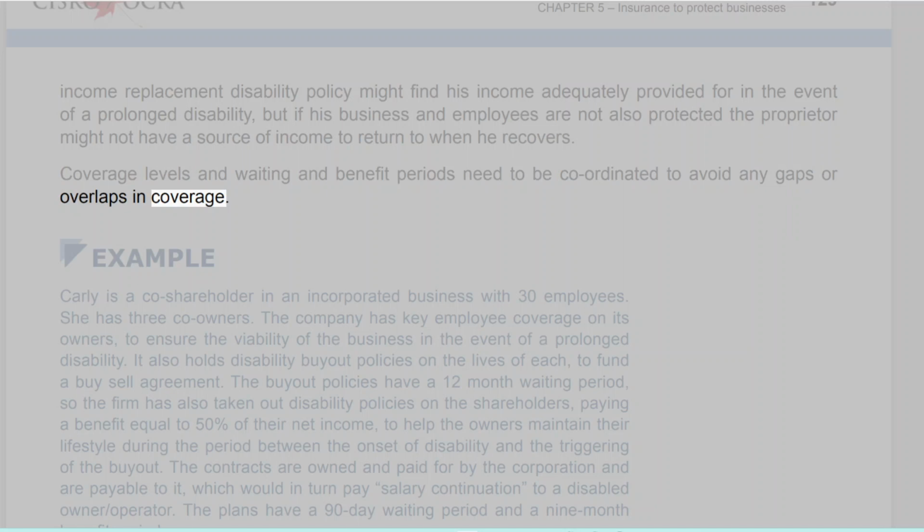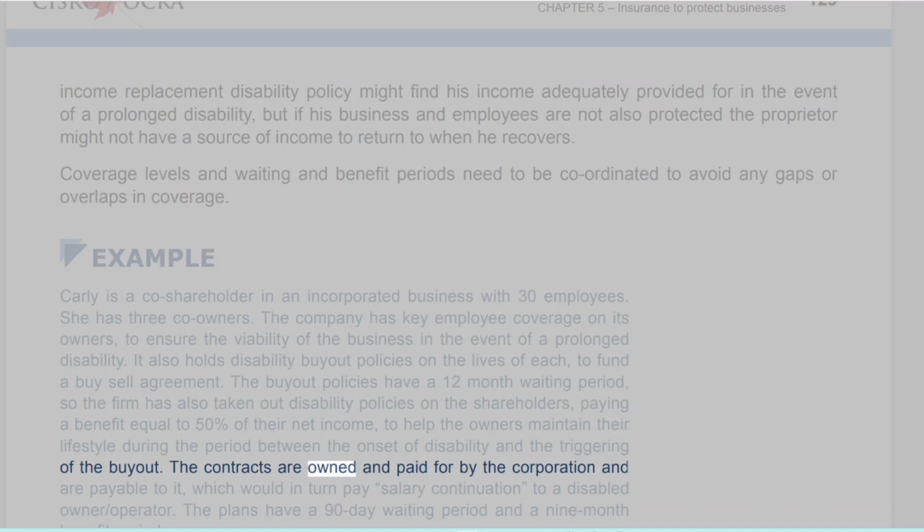Example: Carly is a co-shareholder in an incorporated business with 30 employees. She has 3 co-owners. The company has key employee coverage on its owners to ensure the viability of the business in the event of a prolonged disability. It also holds disability buyout policies on the lives of each to fund a buy-sell agreement. The buyout policies have a 12-month waiting period, so the firm has also taken out disability policies on the shareholders, paying a benefit equal to 50% of their net income to help the owners maintain their lifestyle during the period between the onset of disability and the triggering of the buyout.